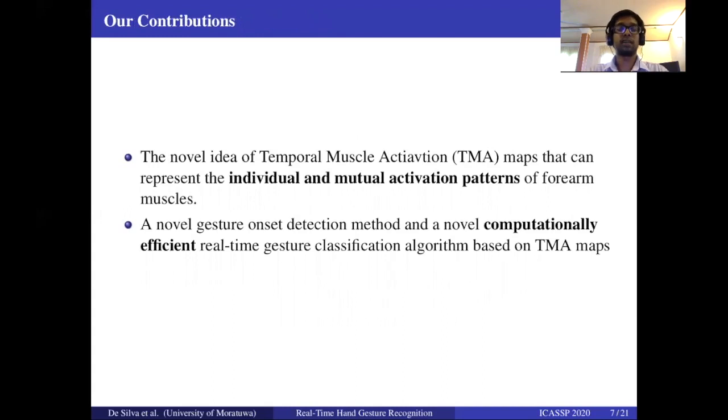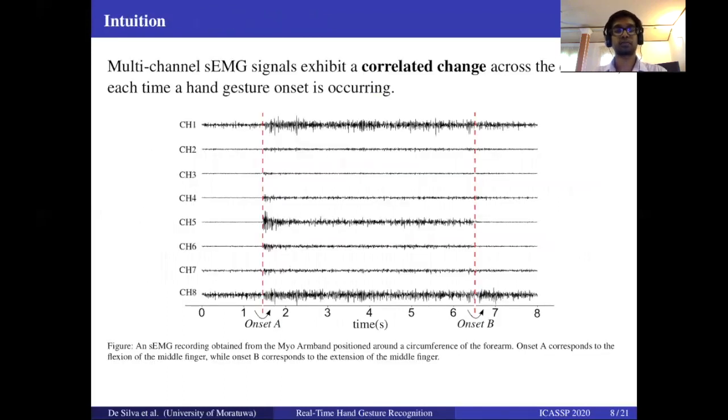And then with that, we can introduce our contributions in this paper. The key idea that we are proposing in this work is the temporal muscle activation maps that can represent both the individual and mutual activation patterns of the forearm muscles. And also, based on these TMA maps, we introduce a novel gesture onset detection method and a novel computationally efficient real-time gesture classification algorithm based on TMA maps.